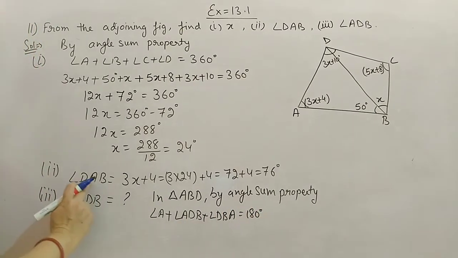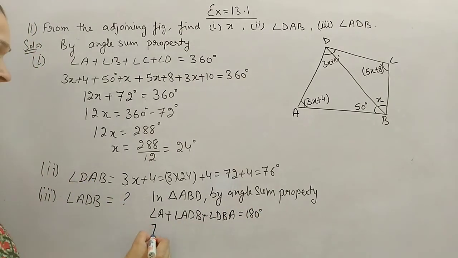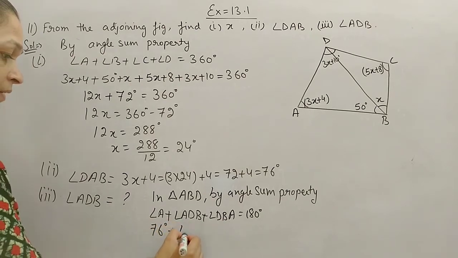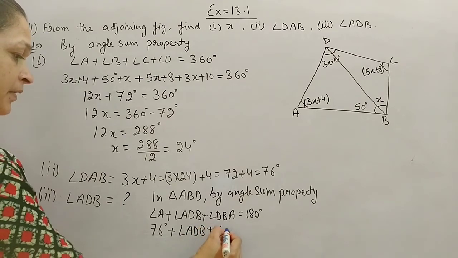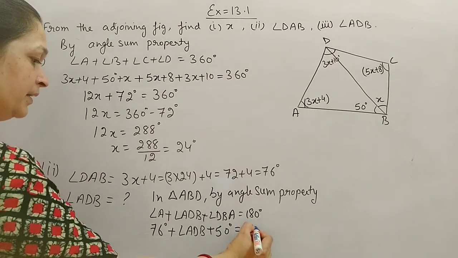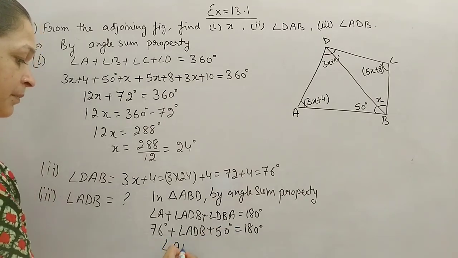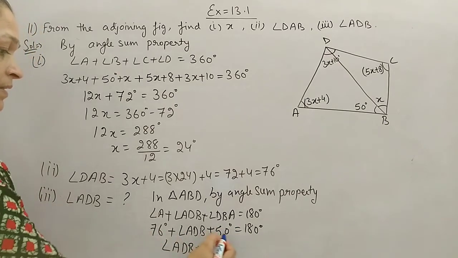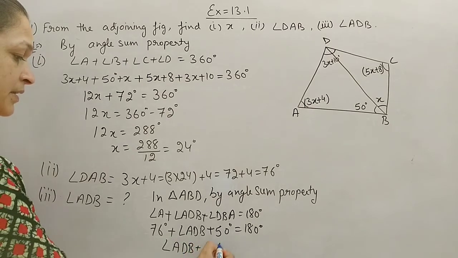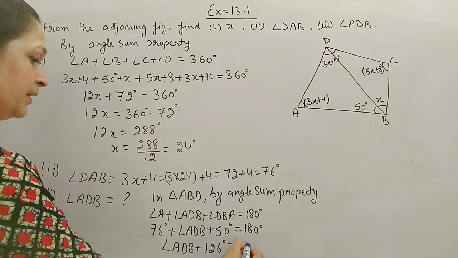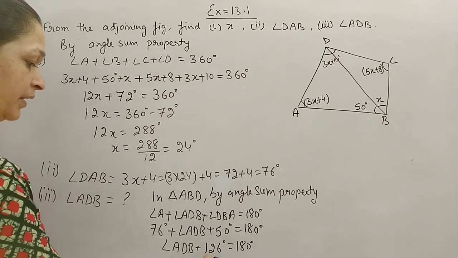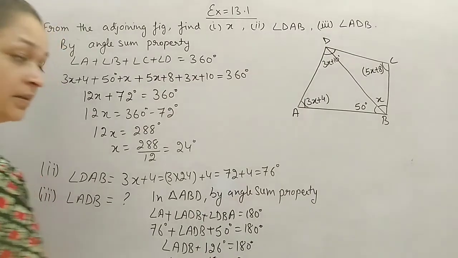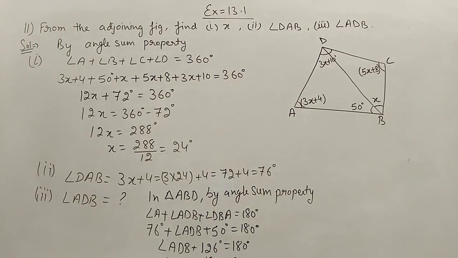So angle A, just now we have calculated, is 76 degrees. ADB we have to find out, and this is given as 50 degrees, equal to 180 degrees. So angle ADB plus 50 plus 76, which is 126, is equal to 180 degrees. So angle ADB is equal to 180 minus 126. 180 minus 126 will be equal to 54 degrees.